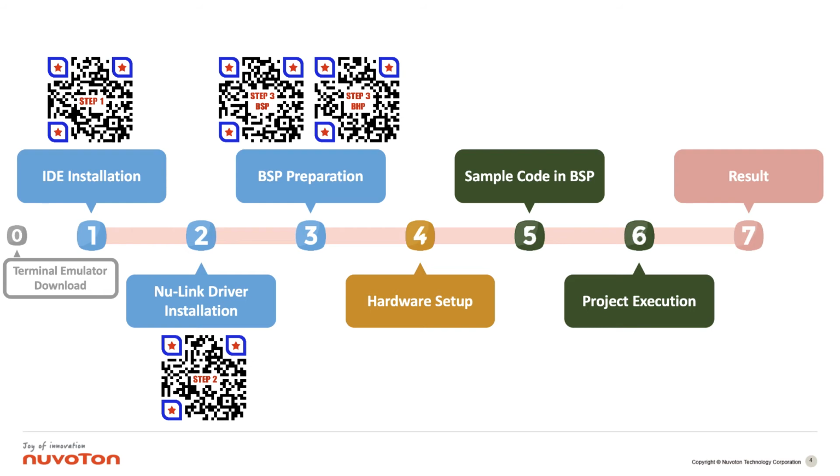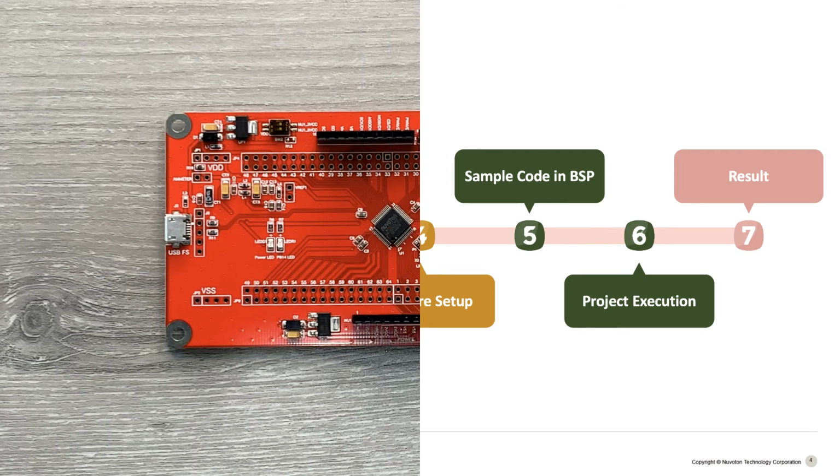Step 4 is hardware setup. Steps 5 and 6 are to open and execute the project. Then we can see the result on the terminal window. We have already done steps 1, 2, and 3. Then let's go to step 4, hardware setup.